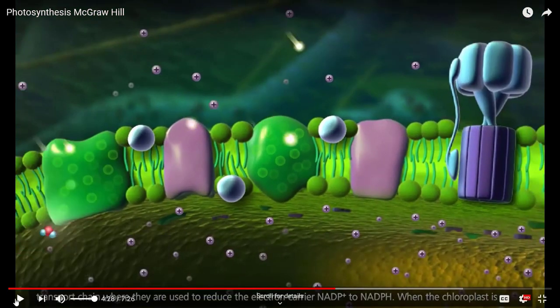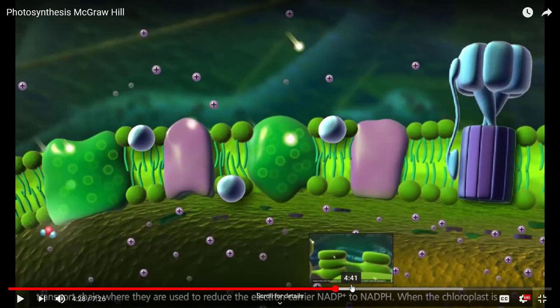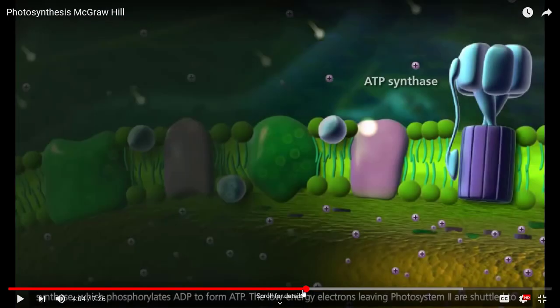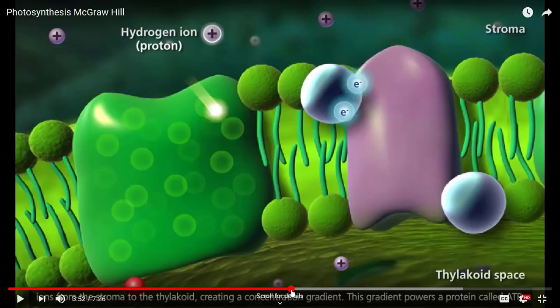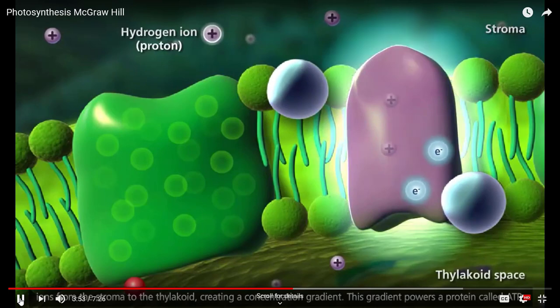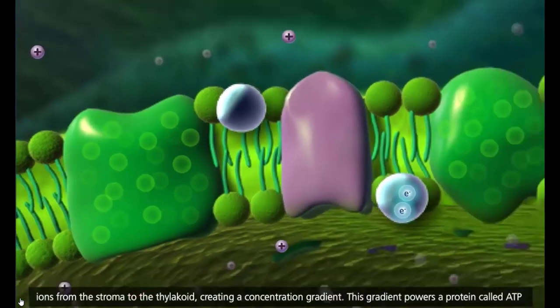All right, let's stop with that. So we're at number 16. Do we get 15? Are we okay with 15? Okay. So we're trying to fuel this pump on the membrane. The thylakoid, creating a concentration gradient.